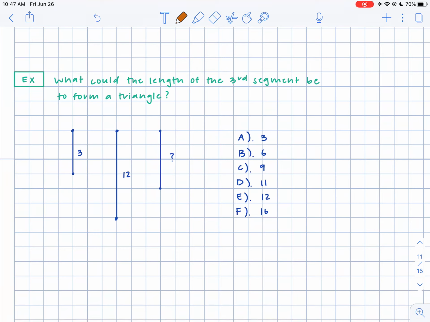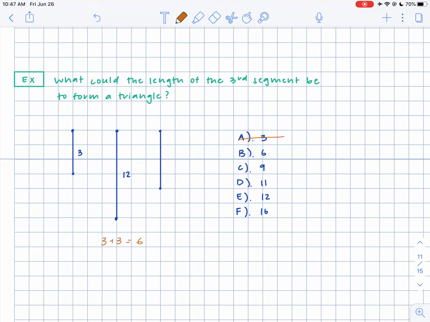Okay, next. What could the length of the third segment be to form a triangle? Now in this case, you're going to have to go through each answer choice and apply it and see if it works. It's sort of like a guess and check. So let's pretend it's 3. Okay, choice A. So now the 2 shorter sides are 3 and 3, which gives us 6. And this is not greater than 12, which is the longest side. So 3 would not work.